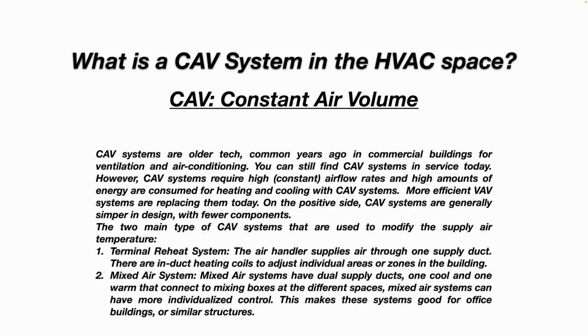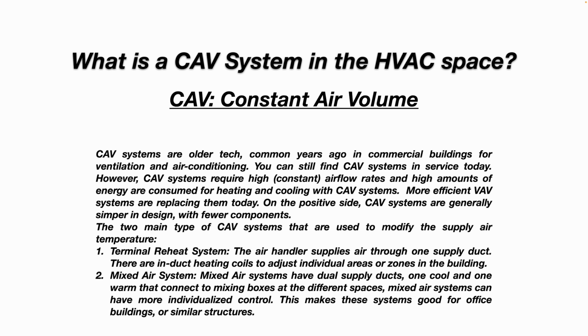The two main types of CAV systems that are used to modify the supply air temperature, number one is a terminal reheat system, whereby the air handler supplies air through one supply duct, and there are in-duct heating coils to adjust individualized areas or zones in the building.